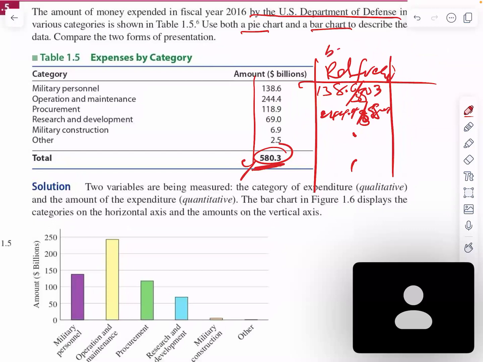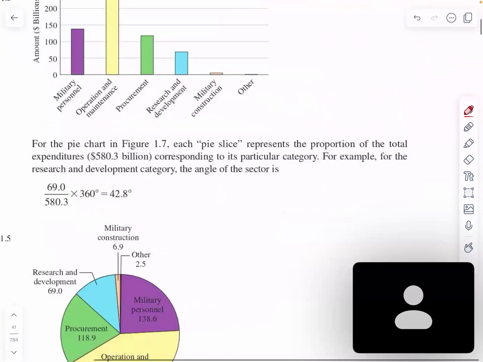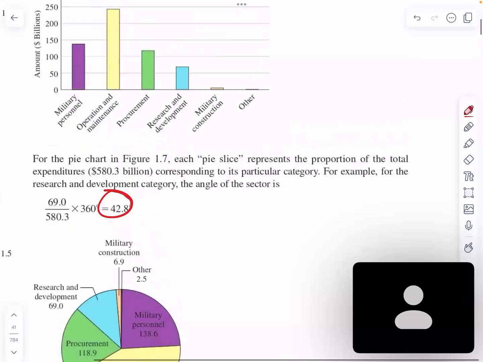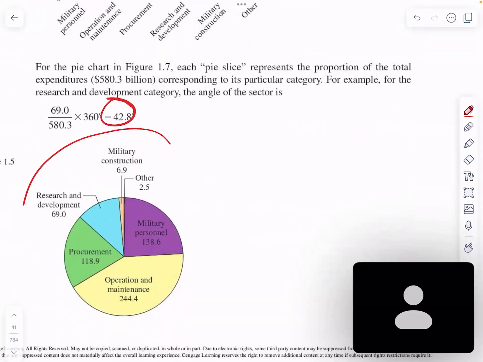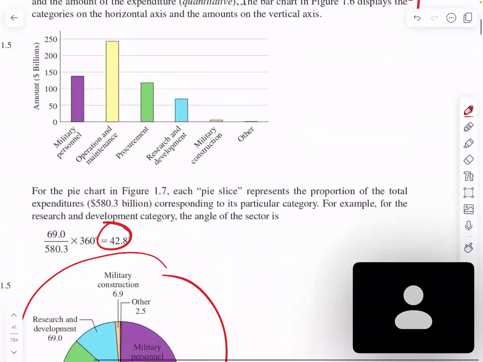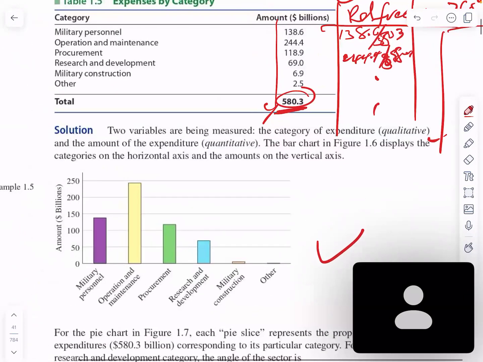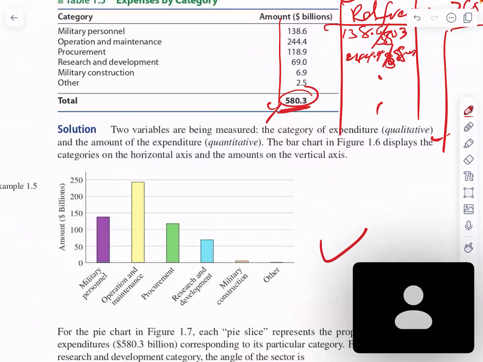Suppose this column is called B. Then you multiply each of the column B here by 360 degrees, and you get an angle there. And that is exactly what you have right here. And those angles can be visualized in terms of pie chart or bar chart. Now, the bar chart, it's a lot easier, right?